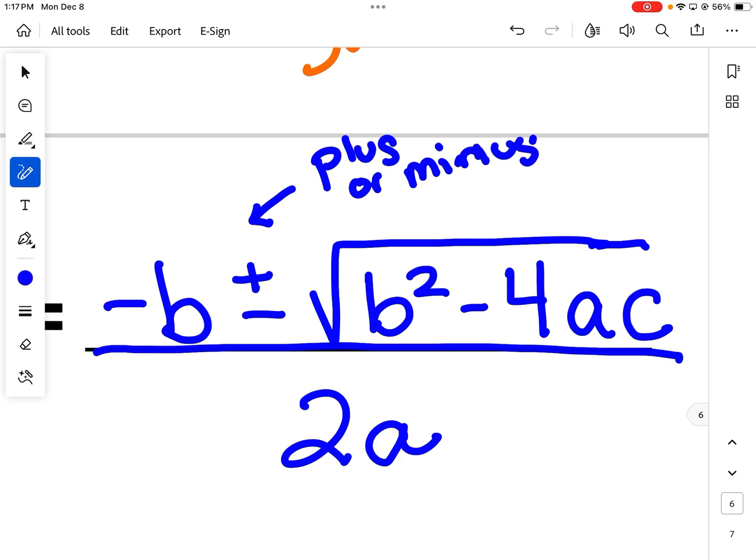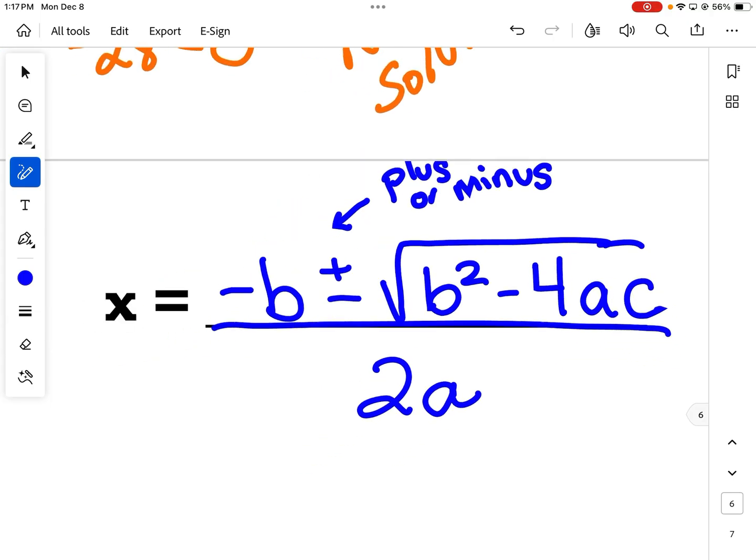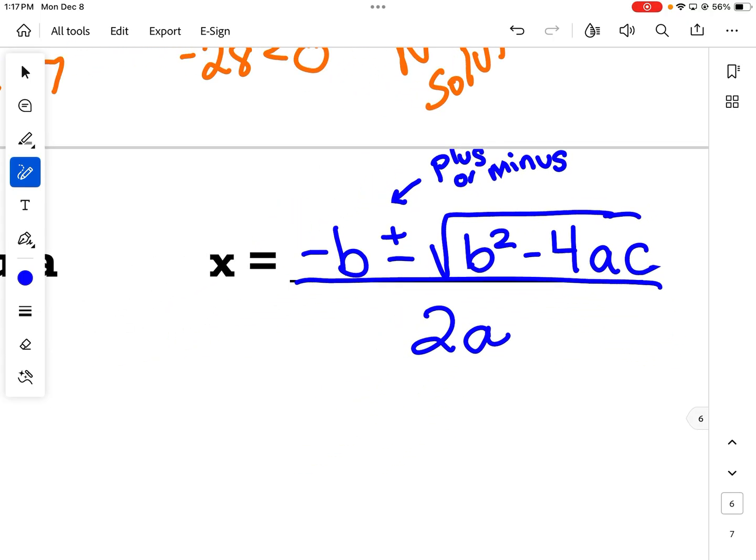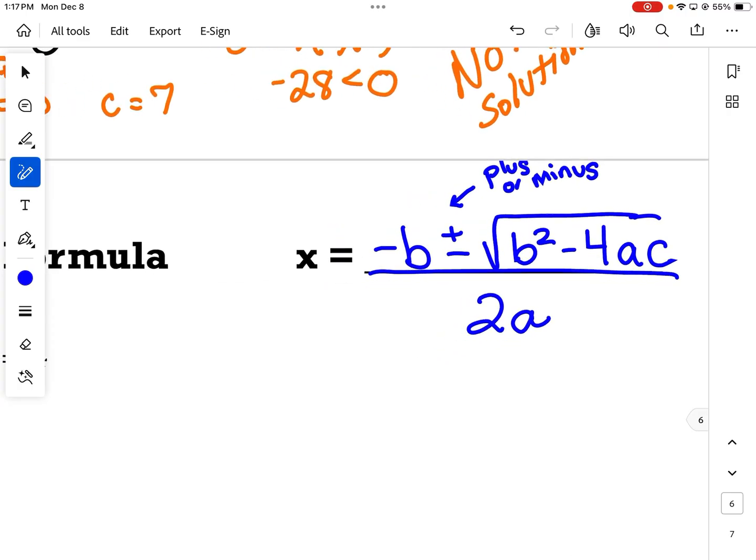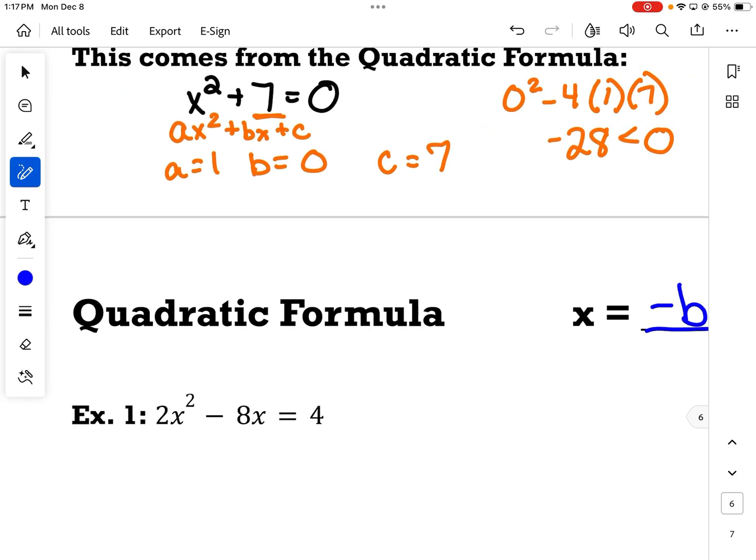That means that we could have up to 2 solutions there. I'm gonna rewrite that. You'll do one with plus and you'll do one with subtraction. So this is what helps us solve all quadratic equations, no matter if you can factor it or graph it or do any other sort of solving. This will work every single time.